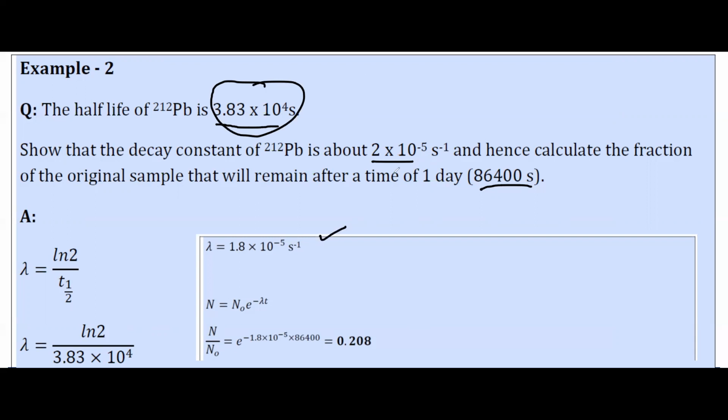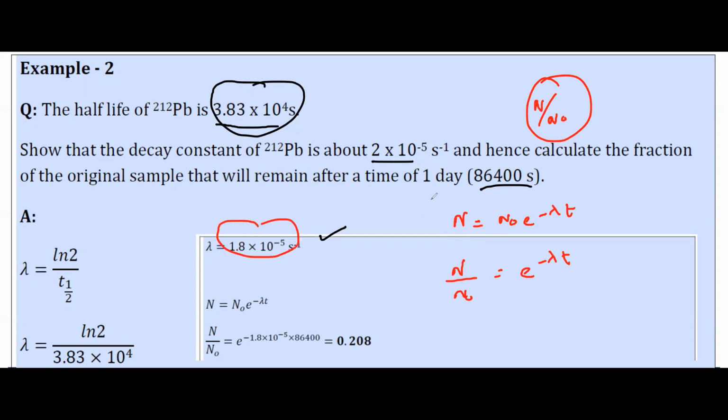Then how much sample? The question is to calculate the fraction of the original sample which will remain. We need a fraction. We have the formula N equals N naught e raised to power minus lambda t. Compared to the original, how much is left? So we need the fraction of the sample, N by N naught. So N by N naught equals e raised to power minus lambda t. We have lambda, which we already worked out, and the time.